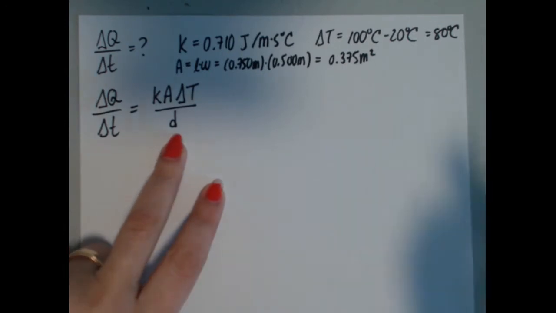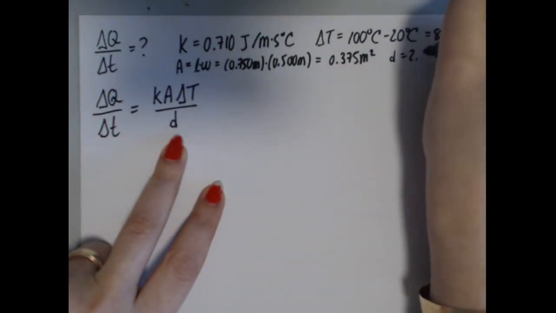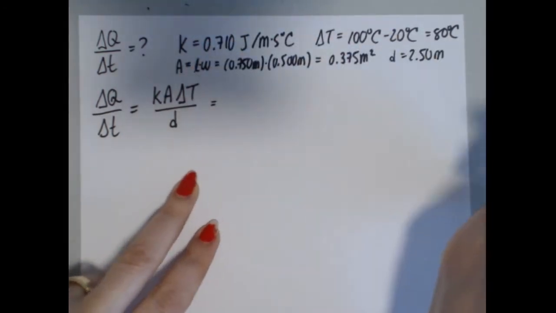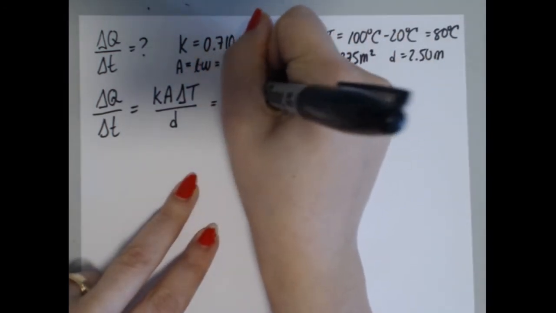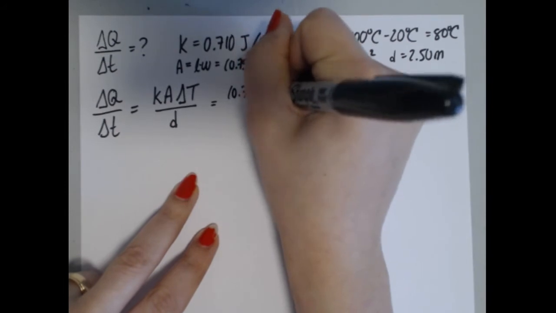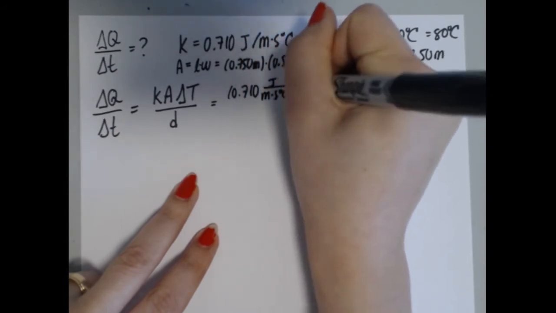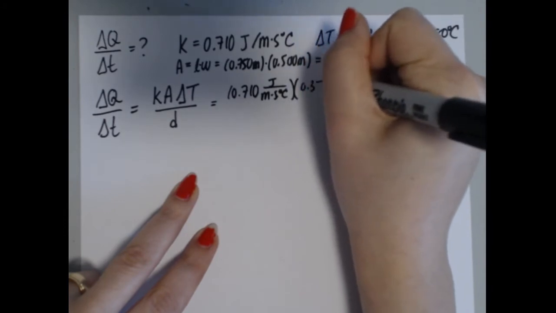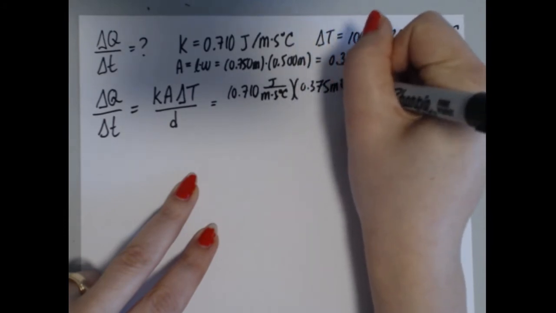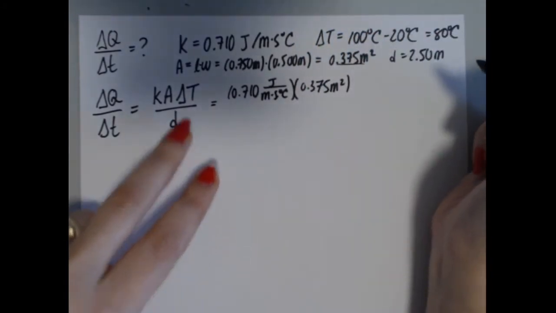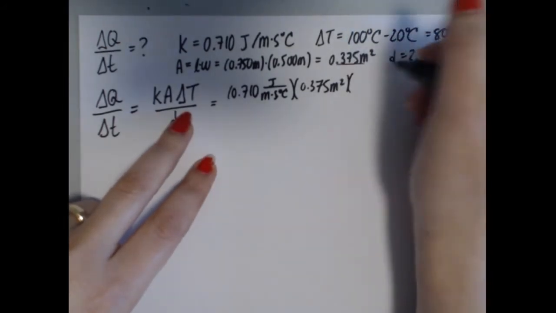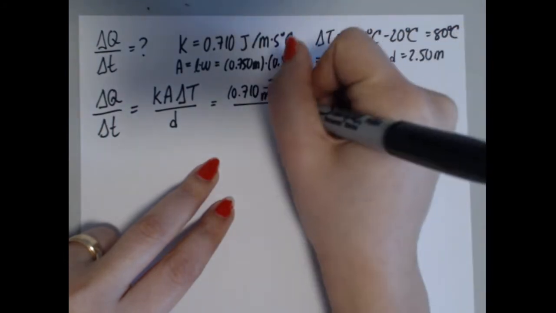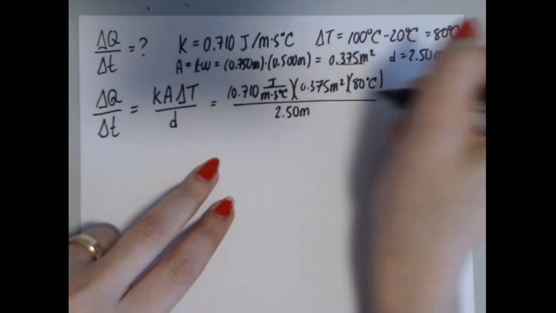So we have delta T, we have A, we just need D, and that's also given in the picture. It's 2.50 meters. And that's it for this problem. We just have to plug in our values. So 0.710 joules per meter per second per degree Celsius times A, that's 0.375 square meters, and delta T, that's 80 degrees Celsius, divided by D, which is 2.50 meters.